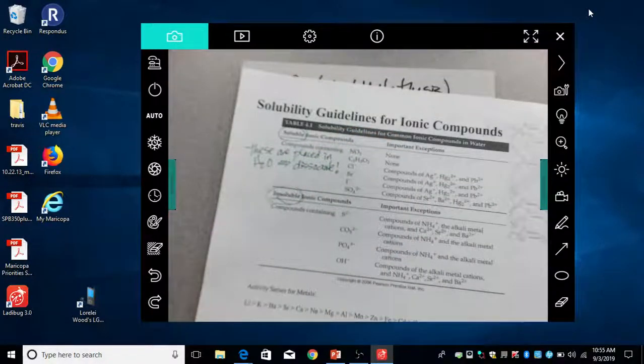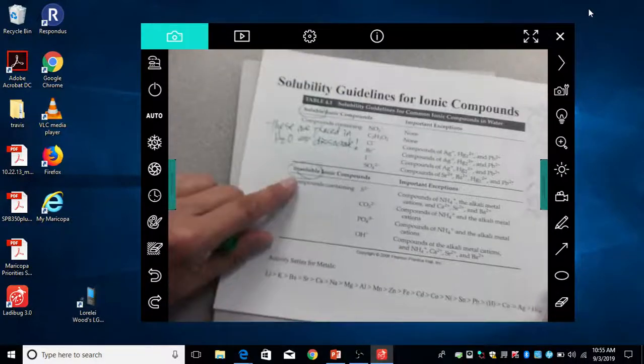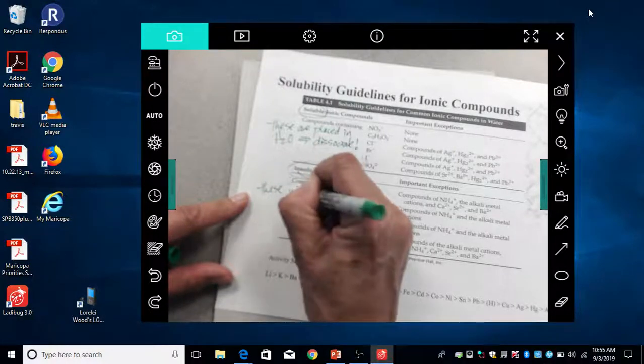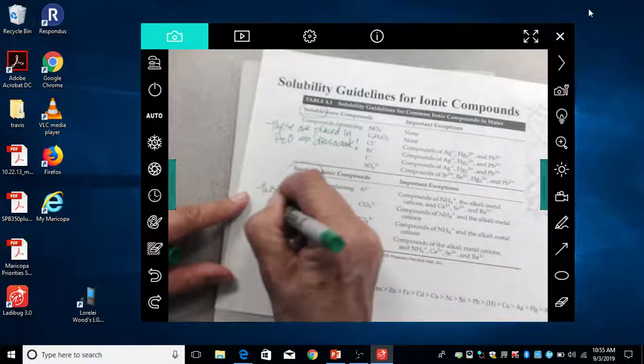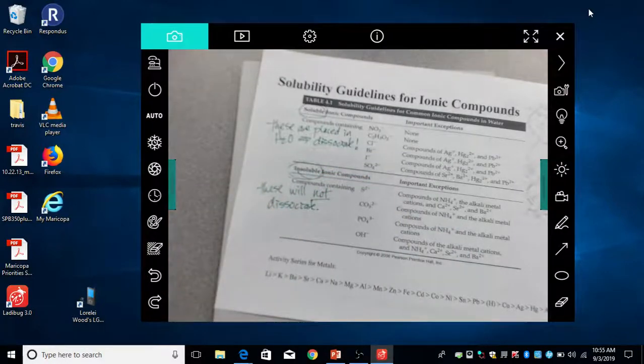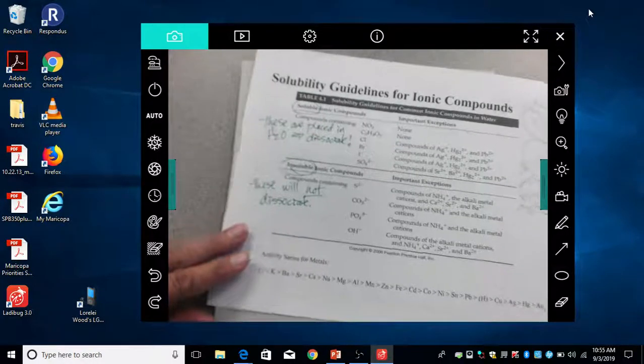Meaning they're going to come apart and form ions in solution. If they're insoluble, these will not dissociate when placed in water. So it just depends. So let's practice using them. Think about what it is that they mean.